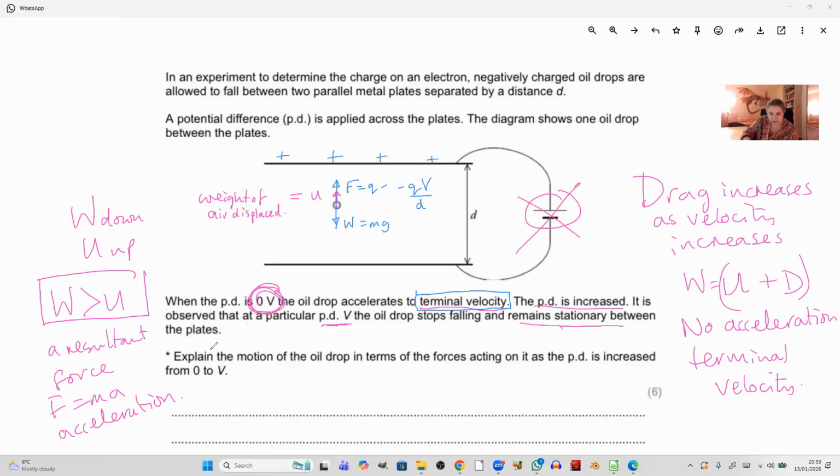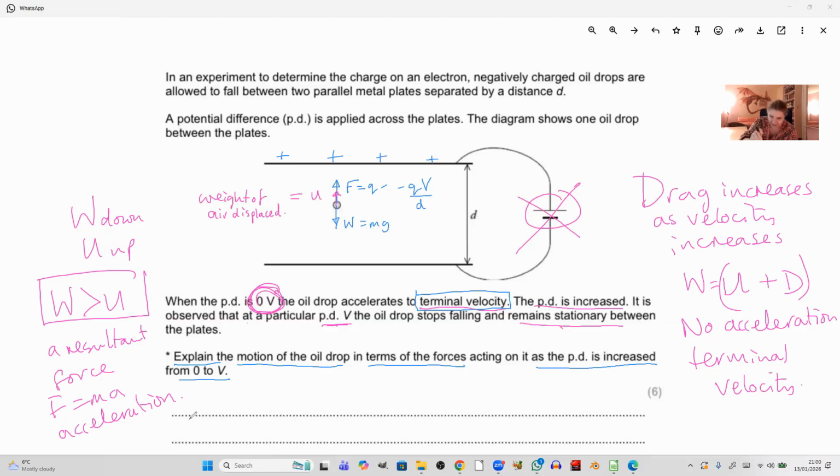Right, now, can you see what the command word says? The command is to explain. We've got to explain the motion of the drop in terms of the forces. Can you see why I was insisting on talking about the forces? We've got to explain the motion of the drop in terms of the forces as the potential difference is increased from 0 to V. Can you see how clear this is?